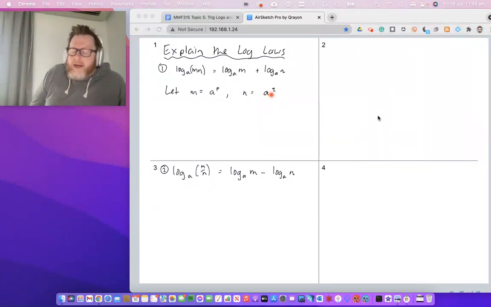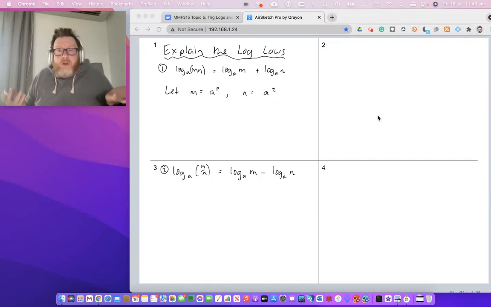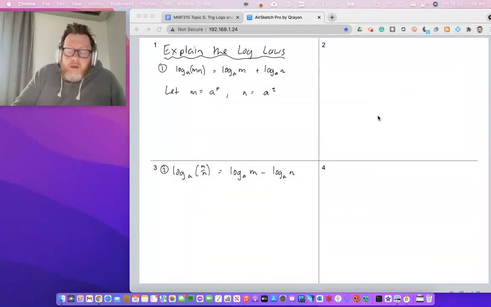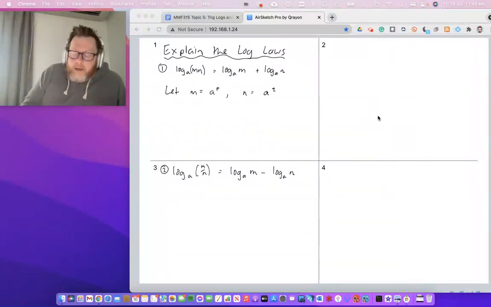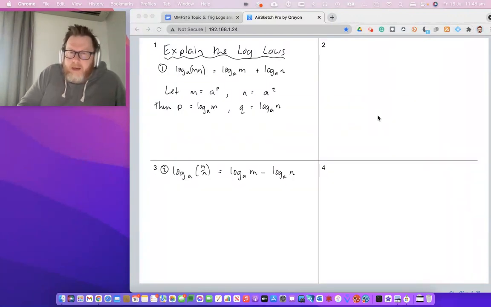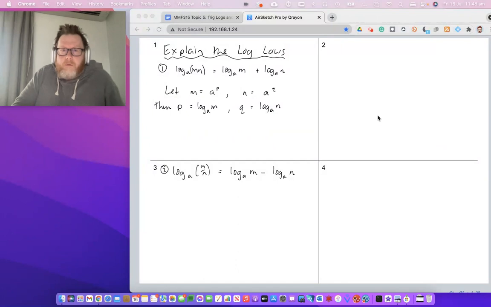And we'll let n equal a to the power of q for some value of q. I've just picked p and q. I could have used x and y or two other variables, but it's just saying there's got to be some number out there. So what does that mean? It means that p is equal to log base a m, and q is equal to log base a n. Again, for some value p, for some value q.